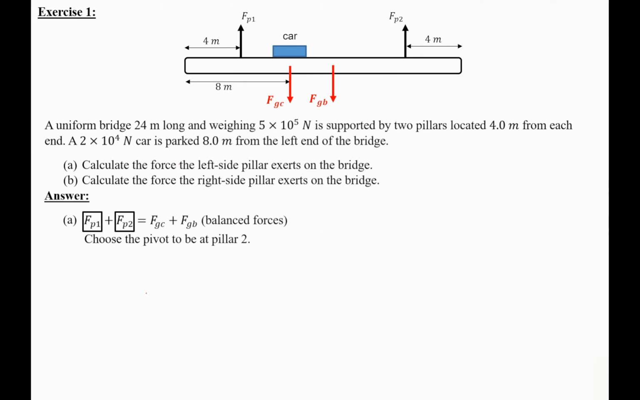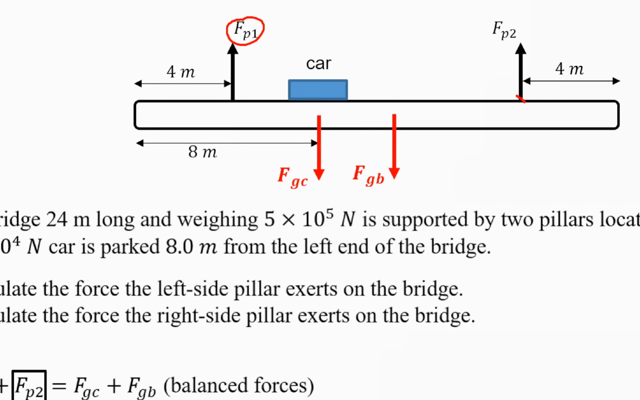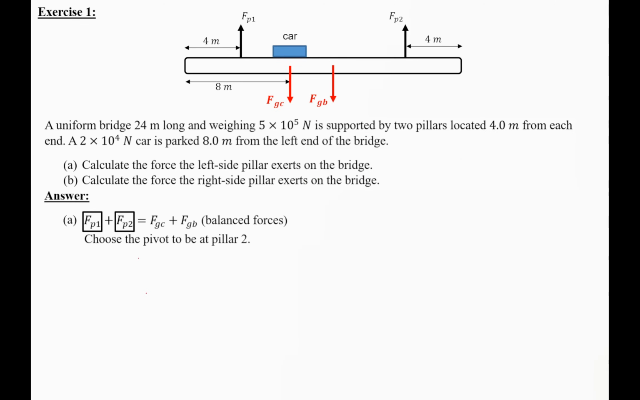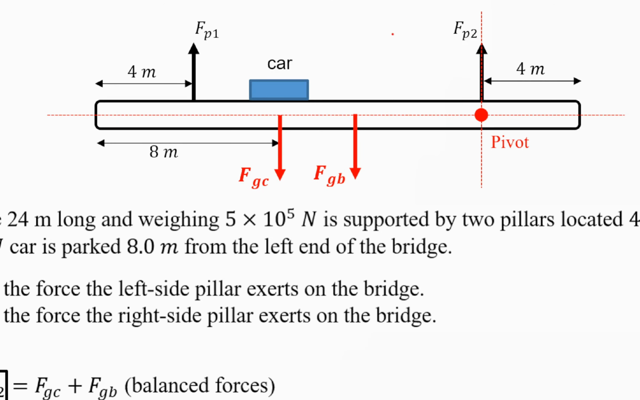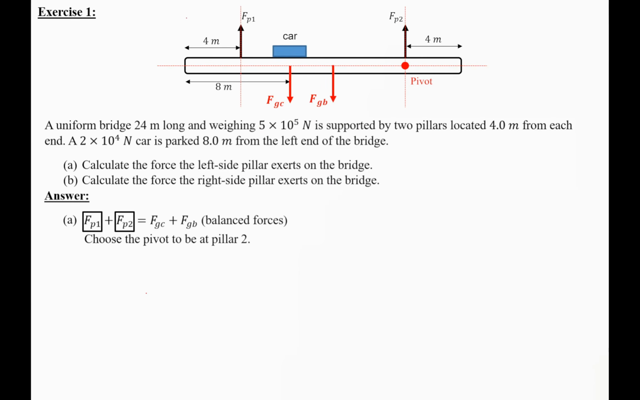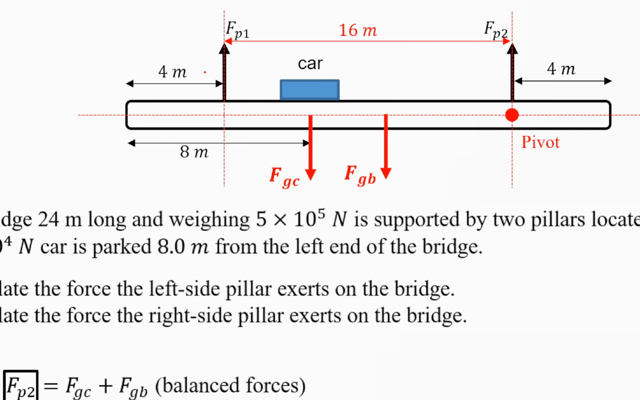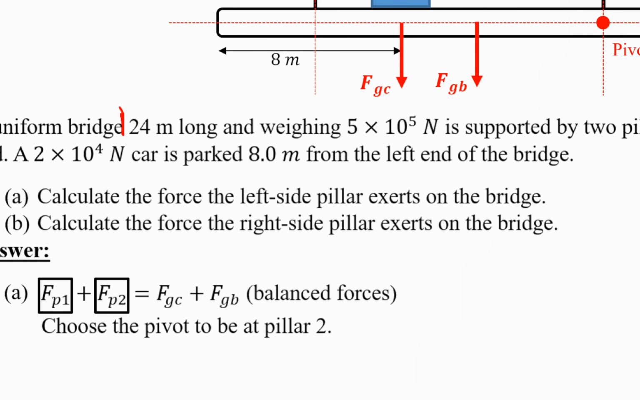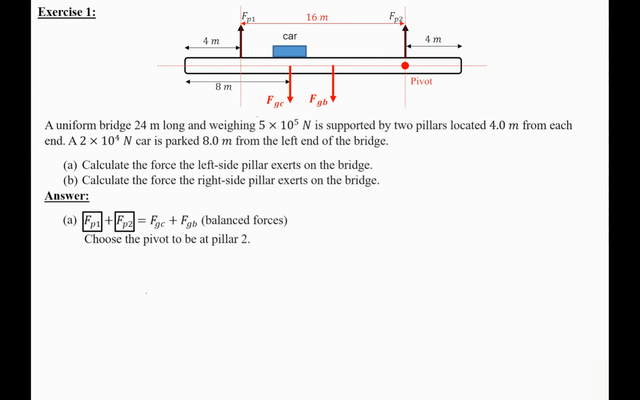Since our question is to calculate the left side pillar, we're interested in FP1, so we're going to choose the pivot point to be at pillar 2. If the pivot is here, then that would be the radial direction, and that would be the tangential direction for FP2. That would be the tangential direction of FP1, and FP1 would be 16 meters away from the pivot, because if this is 4 and this is 4 and the total length of the bridge is 24, then the remaining length would be 24 minus 8, which is 16.